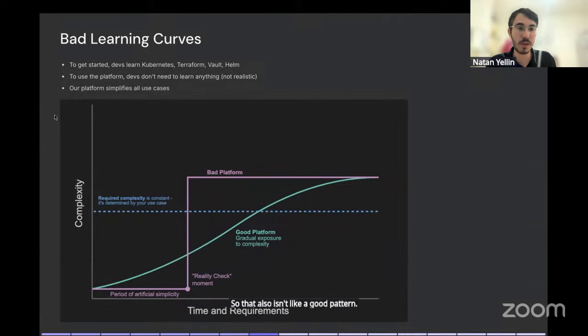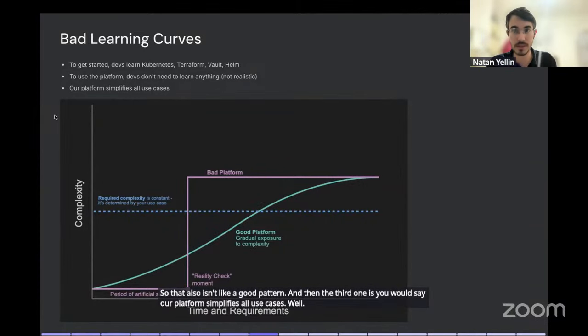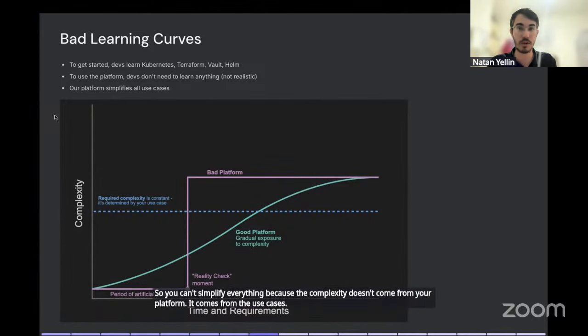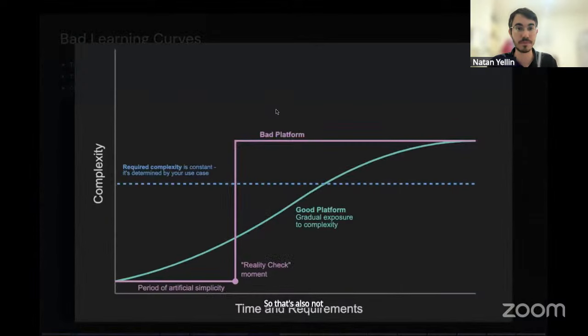And then the third one is you would say our platform simplifies all use cases. Well, you simplify all use cases. Again, it's not so realistic. And those use cases change over time. So you can't simplify everything because the complexity doesn't come from your platform. It comes from the use cases. So that's also not a realistic learning curve.